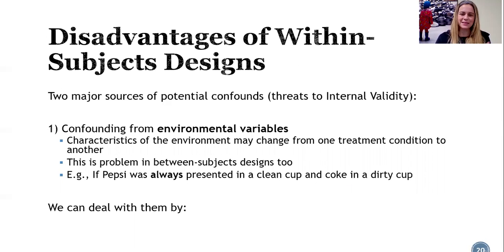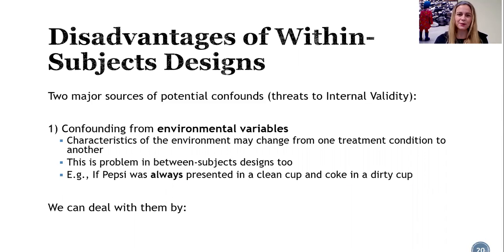So let's talk about some of the confounds that exist in within subjects designs and what we can do to avoid them. The first one is a confound coming from possible environmental factors. And we talked about this last week as well. It's a problem for between subjects design as well. And we want to do whatever we can to identify these potential confounds and get rid of them. So these are characteristics of the environment that might differ or change from one treatment condition to another.